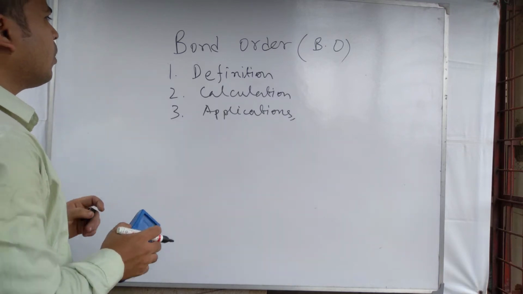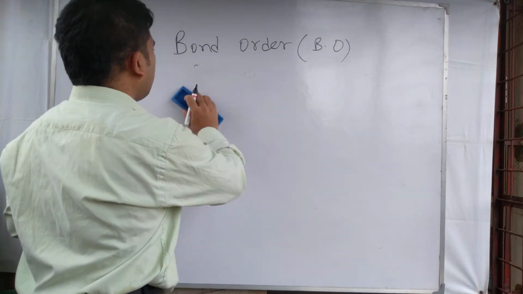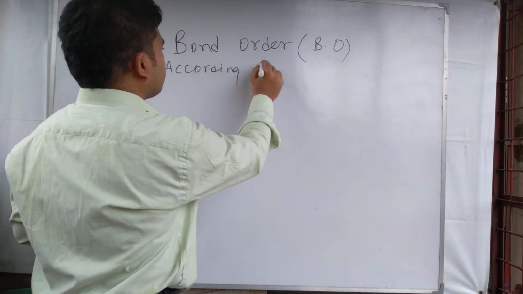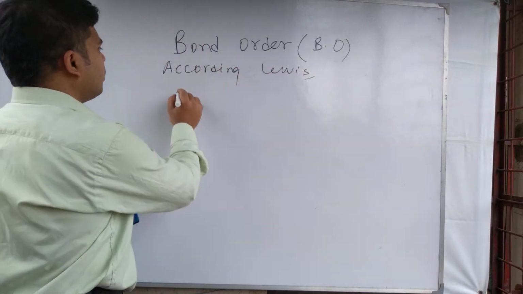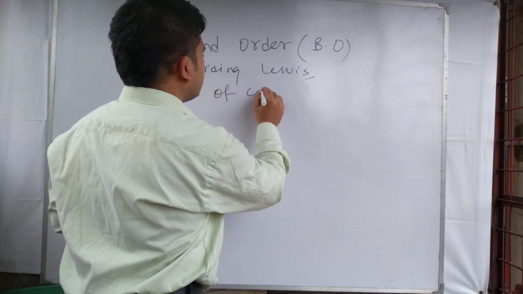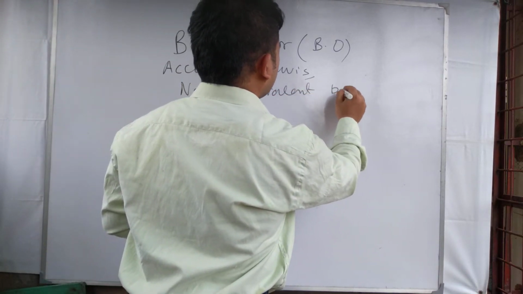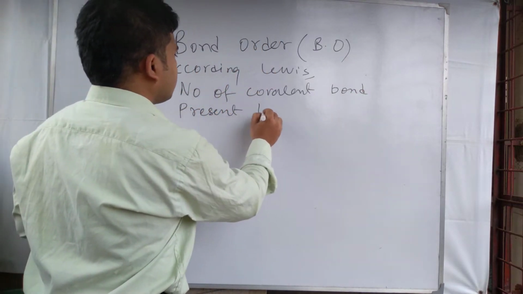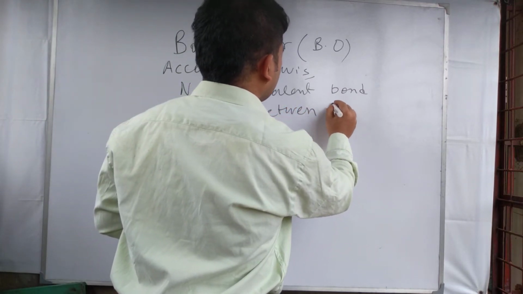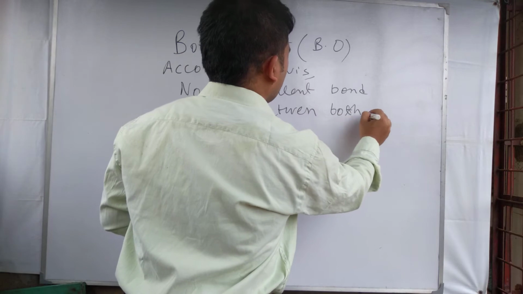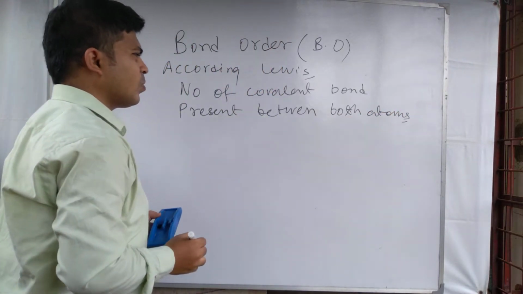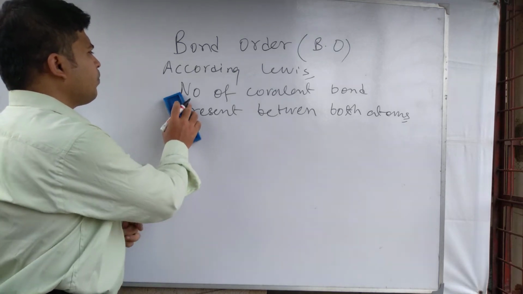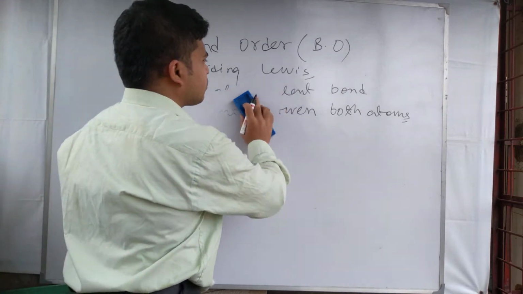So what is bond order? Bond order is the number of covalent bonds according to Lewis. According to Lewis, the bond order is the number of covalent bonds present between both atoms. It is the number of covalent bonds present between both atoms that are bonded covalently. It is called bond order.